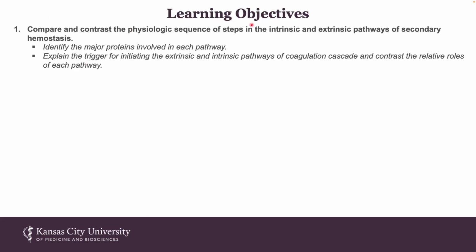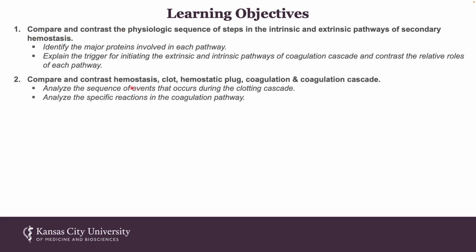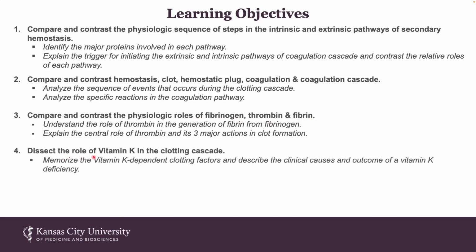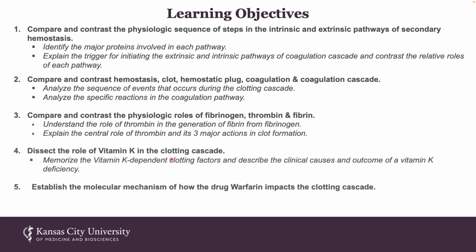This brings us to our learning objectives for this lecture. We're going to compare and contrast the physiologic sequence of steps in the intrinsic and extrinsic pathways of secondary hemostasis. We're going to compare and contrast hemostasis, clot, hemostatic plug, coagulation, and coagulation cascade. We're going to compare and contrast the physiologic roles of fibrinogen, thrombin, and fibrin. We're going to dissect the role of vitamin K in the clotting cascade. And we're going to establish the molecular mechanism of how the drug warfarin impacts the clotting cascade. Finally, we'll identify the precise relationship between factor 8 and hemophilia.